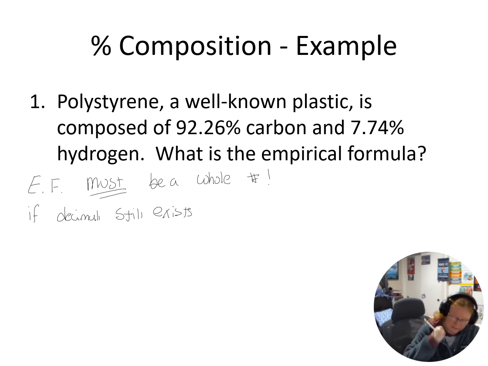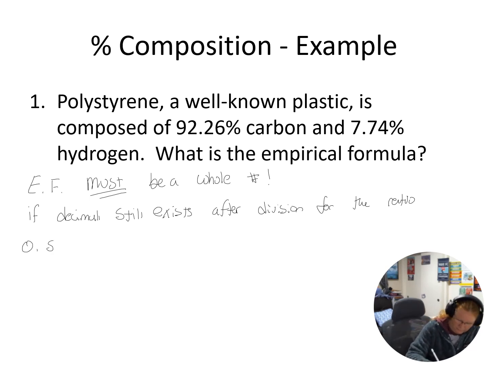So if a decimal still exists after the division for the ratio, okay, 0.5, 0.25, 0.33, or 0.66, okay? These are the 4 to look out for.